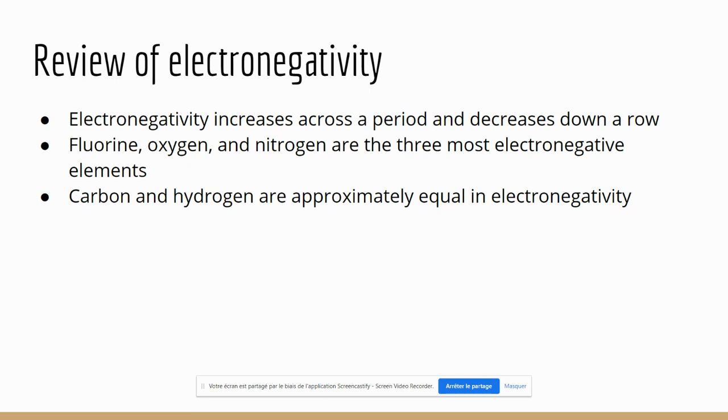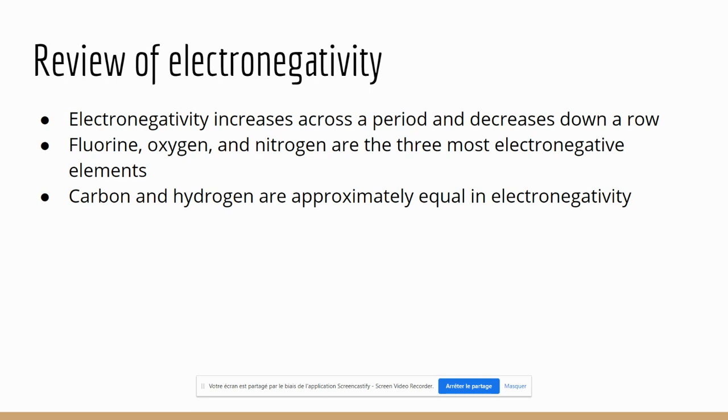When we talked about redox, like assigning oxidation states, we talked about electronegativity before. It's going to be even more important in this chapter. We already learned electronegativity increases across a period and decreases down a group. Fluorine is the most electronegative, followed by oxygen, followed by nitrogen. And this second rule is going to dominate the first rule.